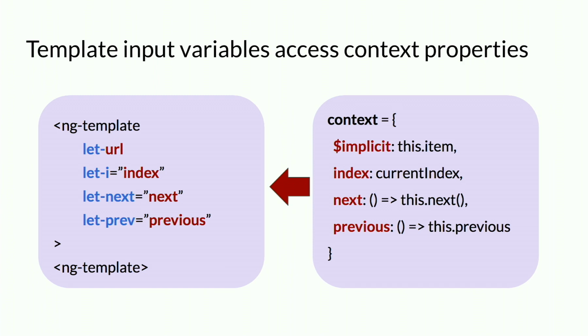The context object is basically an object which has a special property called implicit, and then any other properties that we define on the context object. And the template input variable can just access the properties on the context object. It doesn't have to say context dot or know what you call the context object in the structural directive. It can just access the properties.